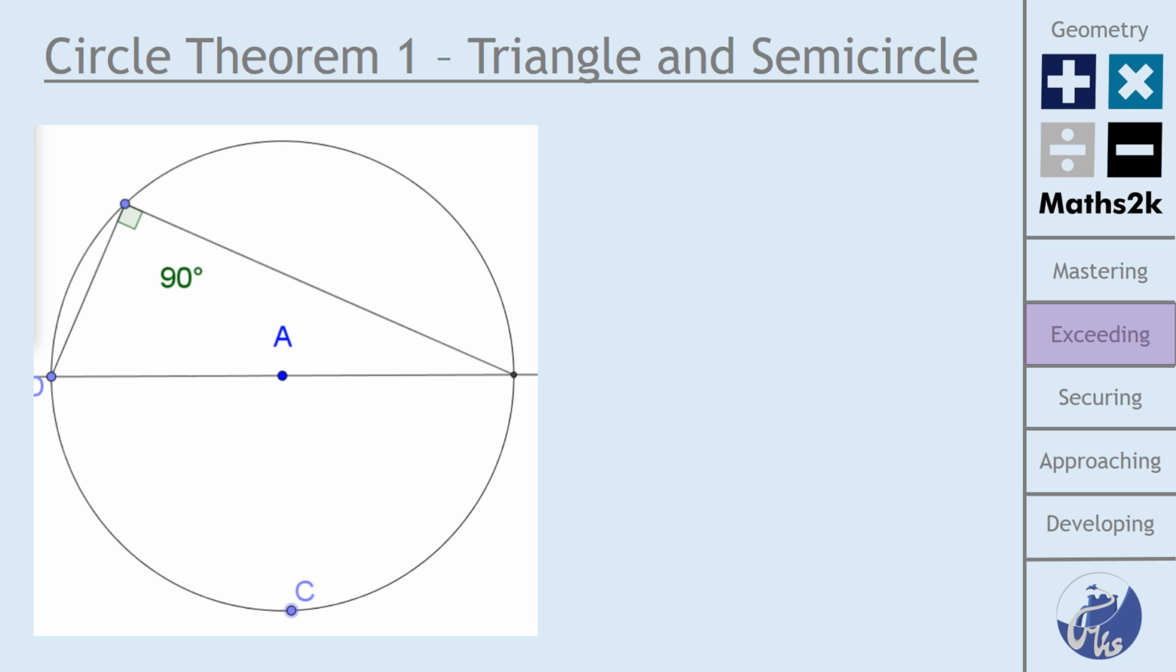So the first circle theorem that I'm going to go through is the triangle and semicircle theorem, where you can see in the image below that there's a triangle drawn inside a semicircle, where one of the points is on the circumference and the other 2 points are at either end of the diameter of the circle.